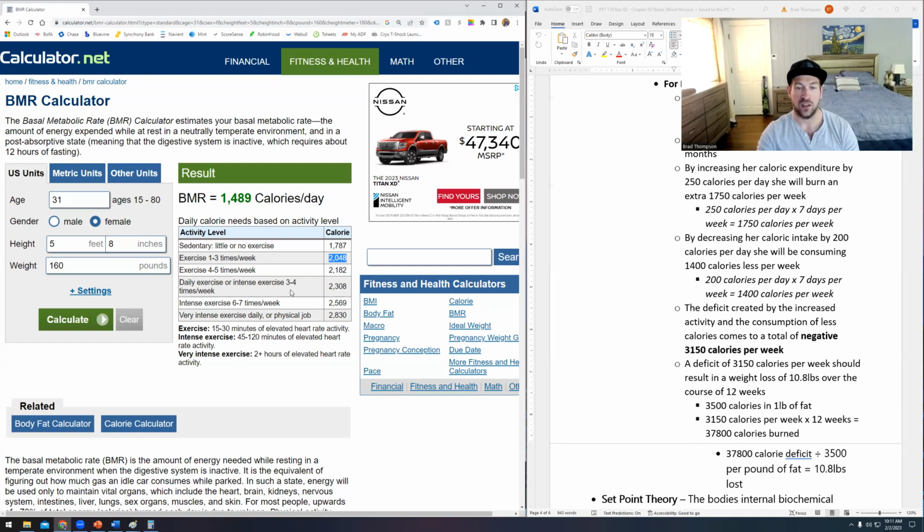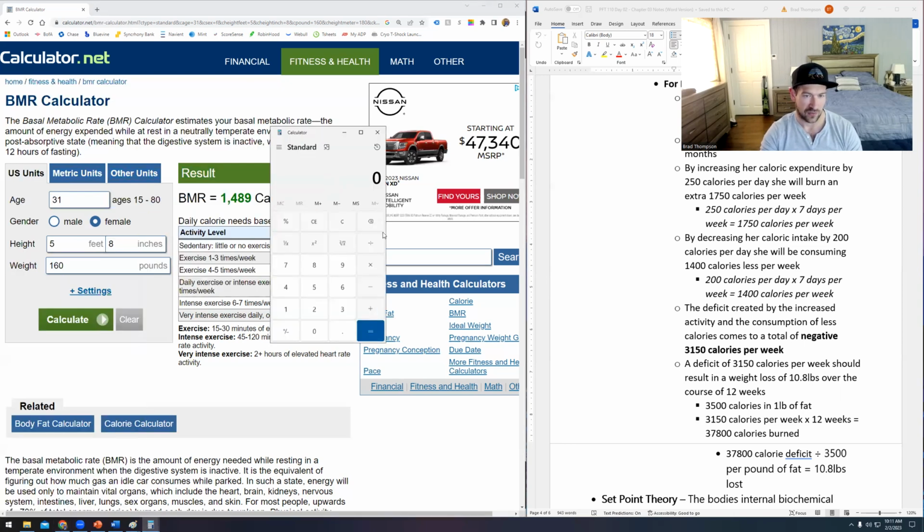So if we get her doing a little bit more intense exercise, maybe something like exercising 5 days per week, but it's all pretty intense, like HIIT training, that's going to take her caloric expenditure up to 2,308. That's an increase of pretty darn close to 250, actually.